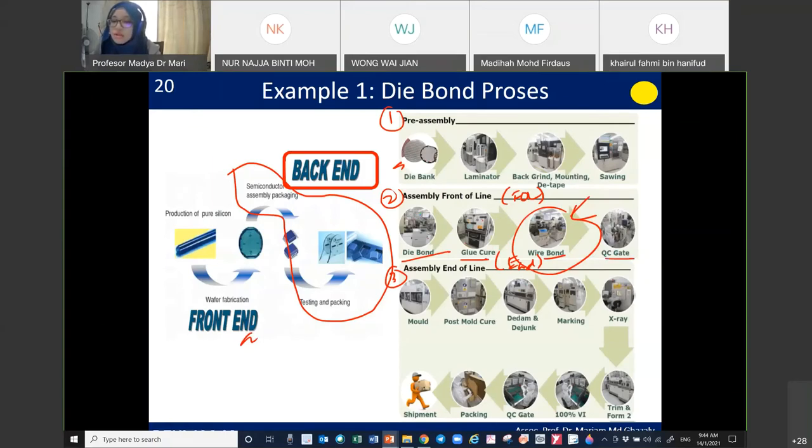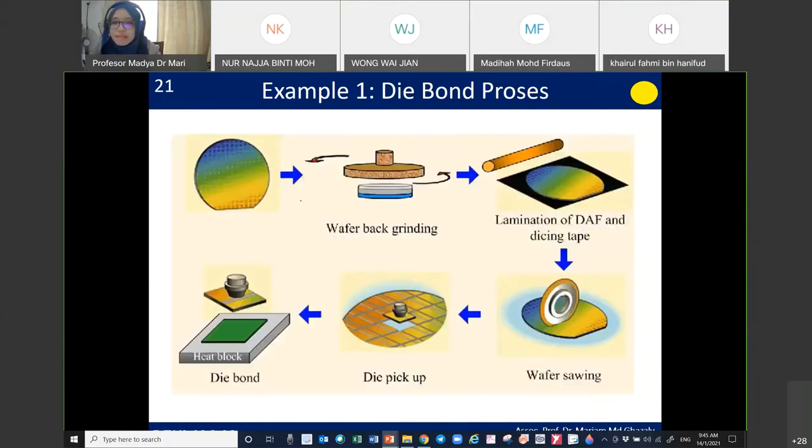Next is the end of line process: molding, post molding, DDUM and DJUM, marking, which means laser marking, X-ray, and trim and form. So I think you have looked at the video. What I'm going to explain is the die bond process. The die bond process is what you have when you have a wafer over here. If you're working in Infineon, the die bond process is in the front of line, the starting process, where you get a wafer.